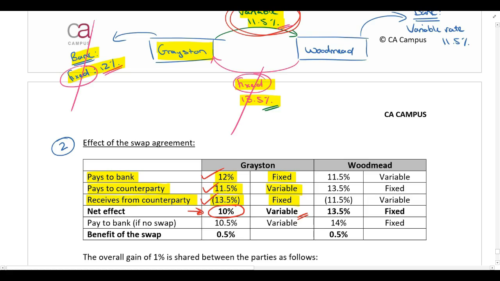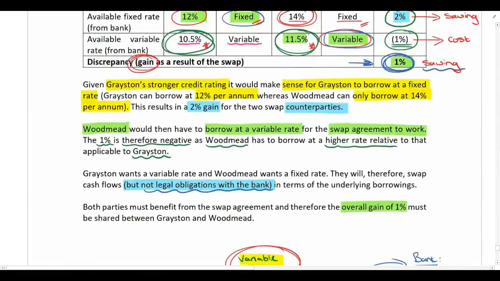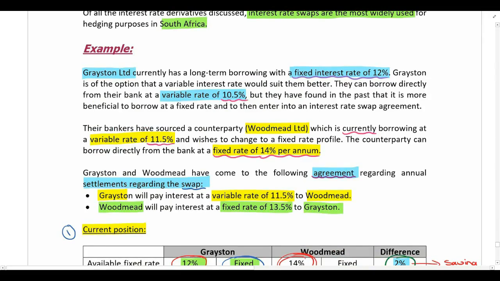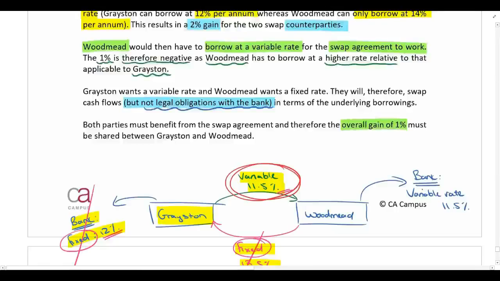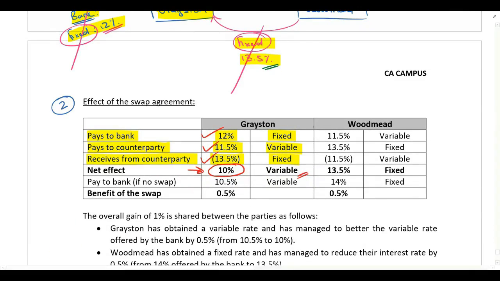Please note, if they had to go to their bank and get a variable rate directly from their bank, what would they pay? Their bank is prepared to give them a variable rate of 10.5%. So if they didn't have the swap agreement, if they went to their bank, they would borrow at a variable rate of 10.5%. However, in terms of the swap agreement, they can borrow at a variable rate of 10%. So what is their benefit in terms of this swap? You can see they have a saving of 0.5%.